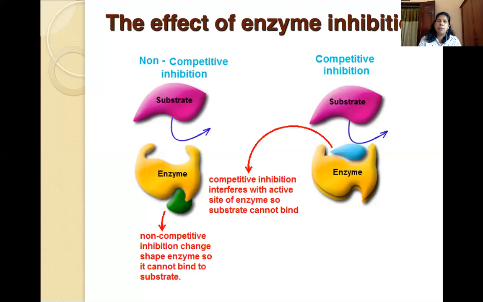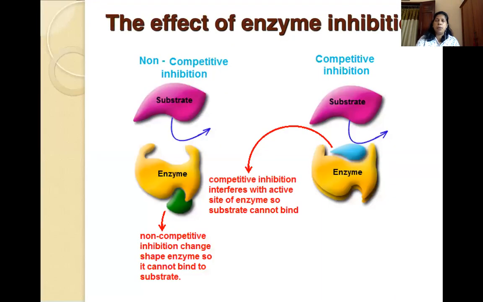Therefore, when we try to carry out an enzyme reaction, we want to remove the inhibition first and then let them support the reaction. So there are four things: pH, temperature, substrate concentration, and inhibitors. Those four factors highly affect the enzyme reaction rate.